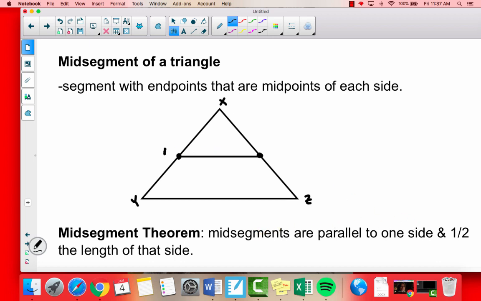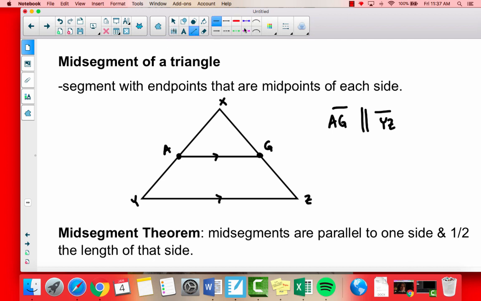So this here, maybe I call it AG. AG would have to be parallel to YZ. So you could write segment AG is parallel to segment YZ. Now what's cool about a mid-segment of a triangle is that there are actually 3 of them.